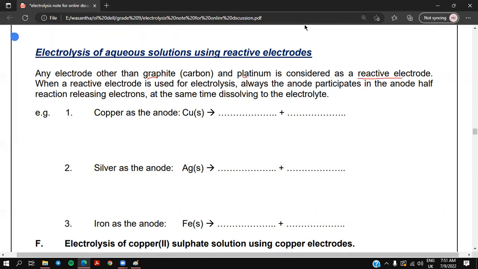When a reactive electrode is used for electrolysis, always the anode dissolves. The anode participates in the anode half reaction, releasing electrons, at the same time dissolving into the electrolyte. What I mean is this, just look at this diagram. If this is a reactive electrode, this is the electrode, this is the solution level.